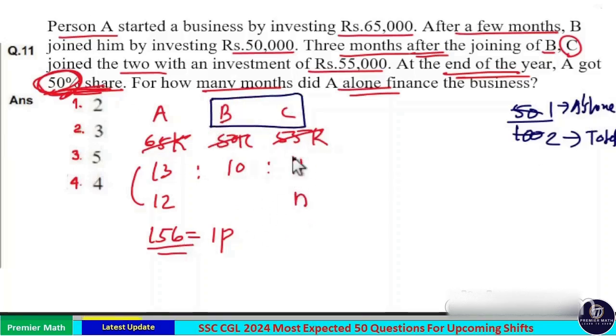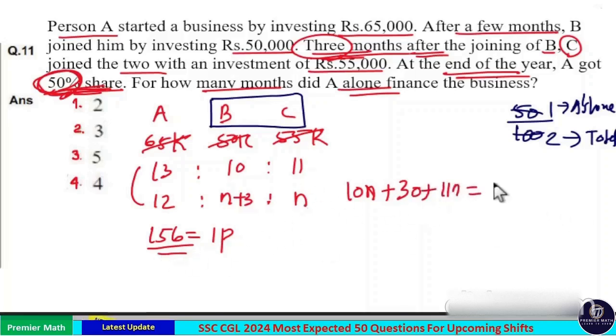Now, here if C worked for n months, C invested for n months, then B invested for n plus 3 months. Because after 3 months, C joined these two people. That is, B invested 3 more months than C. Now, B plus C share is equal to 10 into n plus 10 into 3, 30, plus 11 into n, 11n, which is equal to the remaining 156 part. So here 11n plus 10n is 21n. 21n is equal to 156 minus 30, 126.